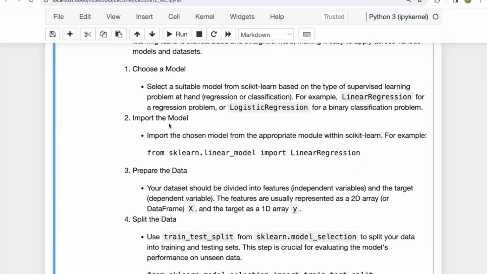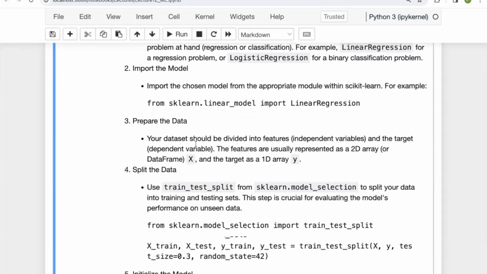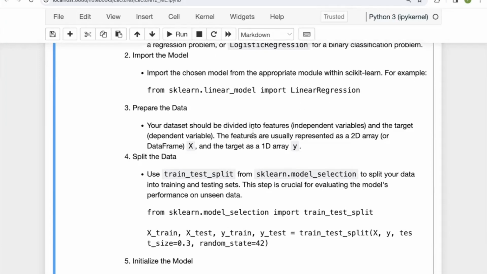Then you have to import the model. For example, for linear regression, we said from sklearn.linear_model import LinearRegression. Then you have to prepare the data, and this usually means that you need to find the features, or inputs, or independent variables, and then the target, or the dependent variable, what you're trying to predict. And remember that the features, the inputs, are supposed to be 2D arrays.